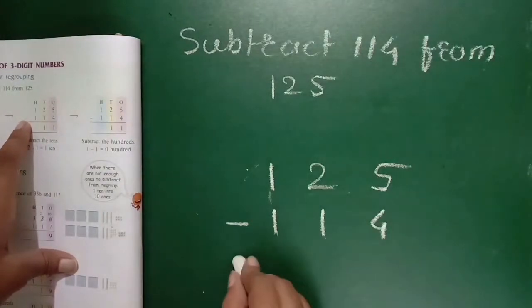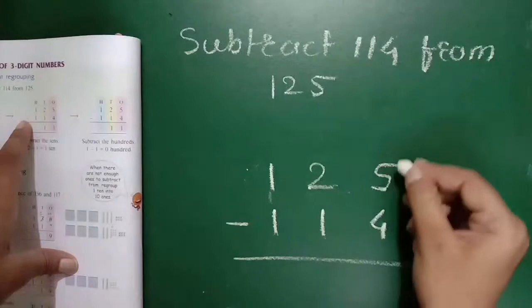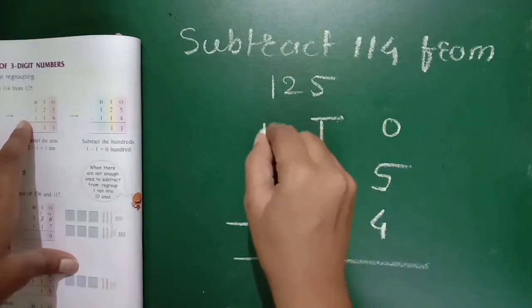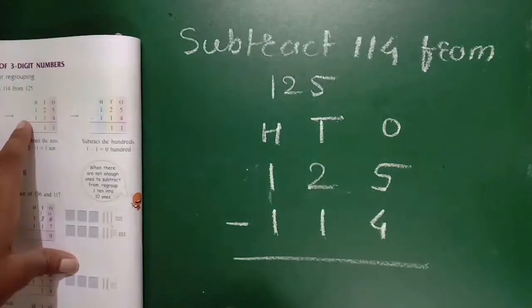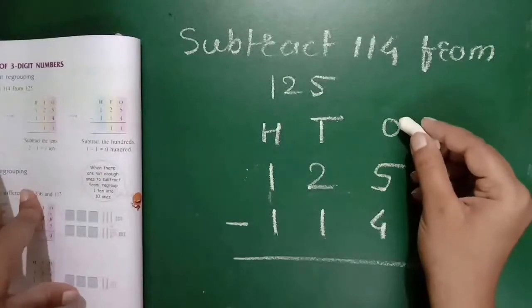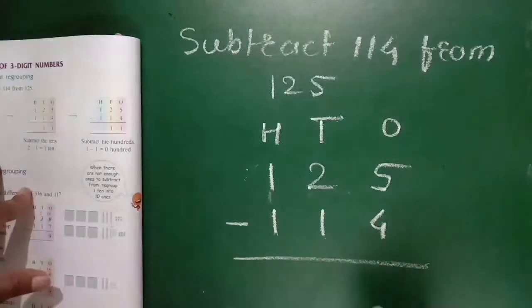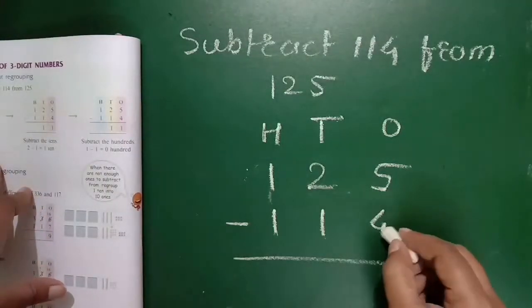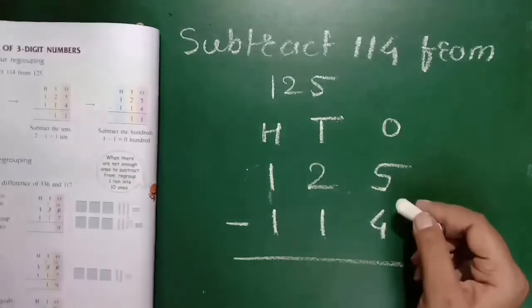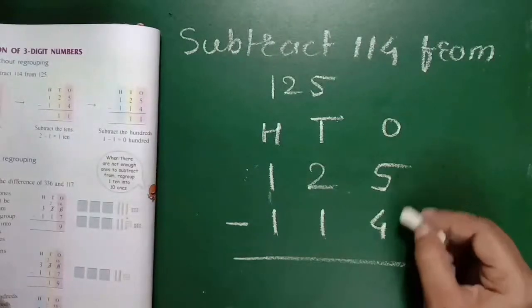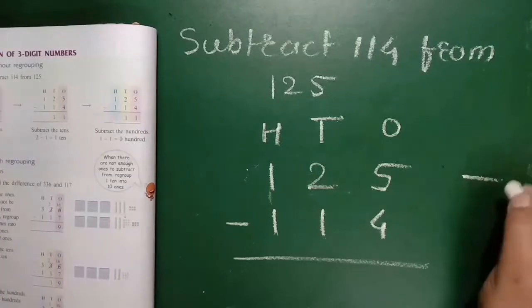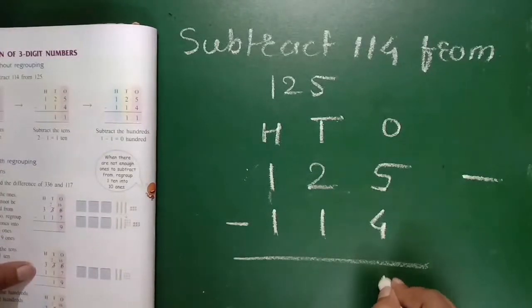Students, write their places. Ones place, tens place, hundreds place. Got it? So students, subtract. First of all, subtract ones place. Subtract 4 from 5. Okay. So count to 5 after 4. After 4, 5. It means the answer is 1.